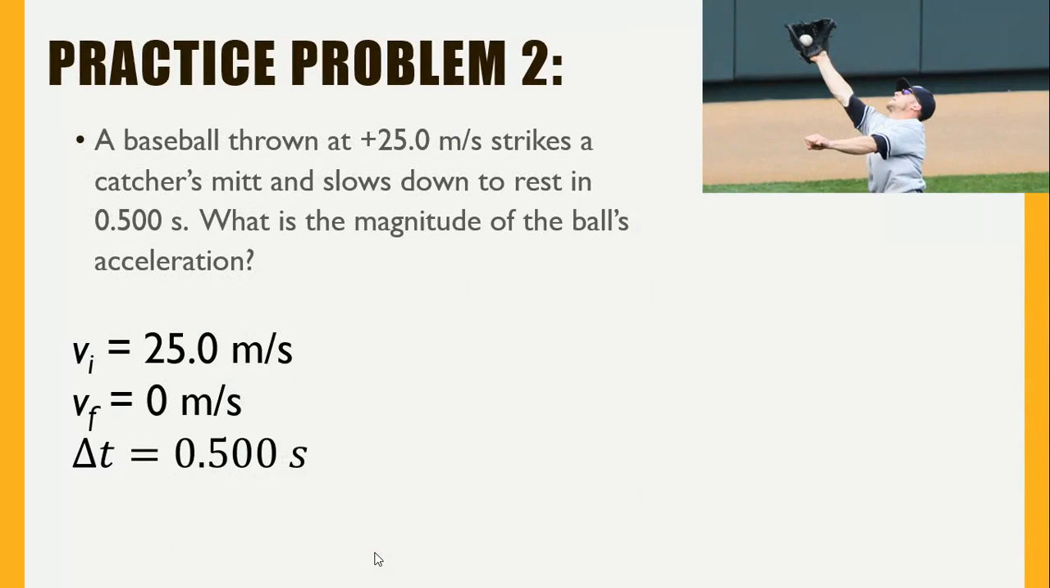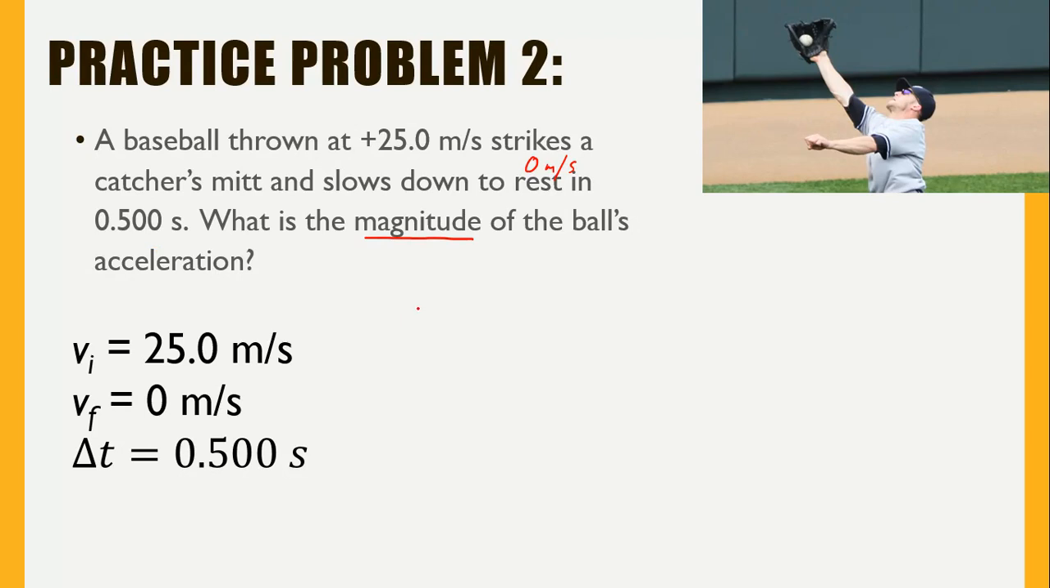Practice problem 2. A baseball is thrown at 25 meters per second. Okay, so it is traveling in a positive direction, and it is traveling at 25 meters per second. Okay, that's its initial velocity. It hits the catcher's mitt and stops. So its final velocity is 0 meters per second, okay, in 0.500 seconds. What is the magnitude of the ball's acceleration?